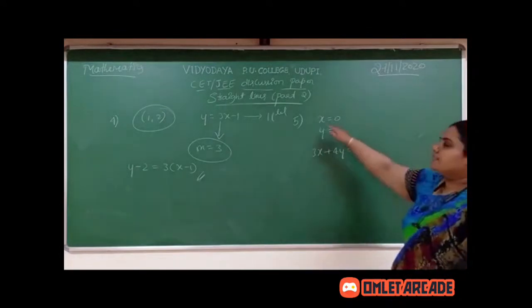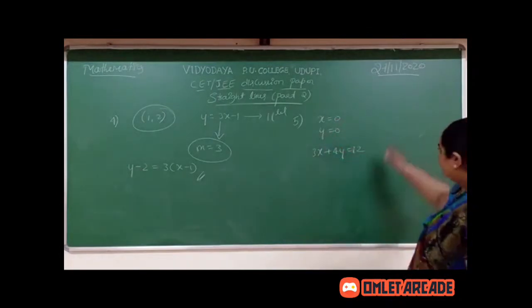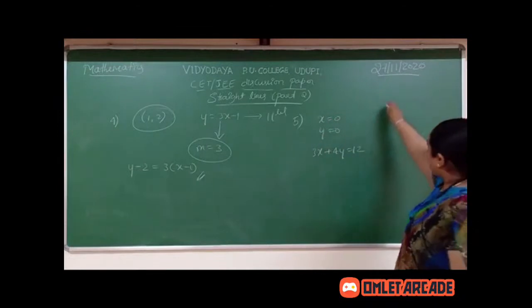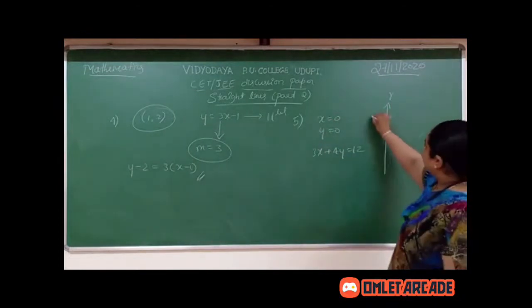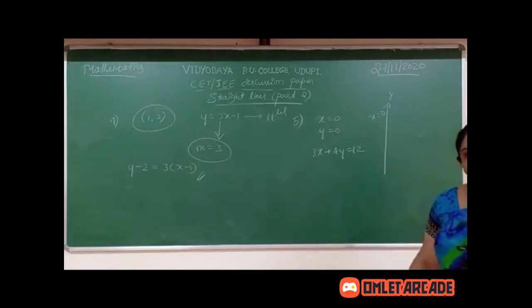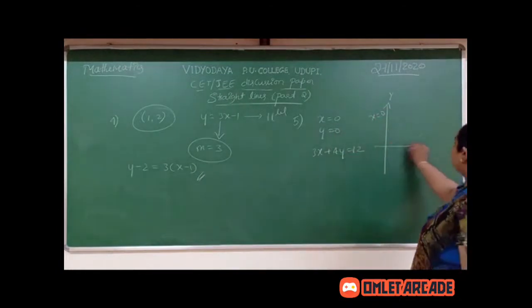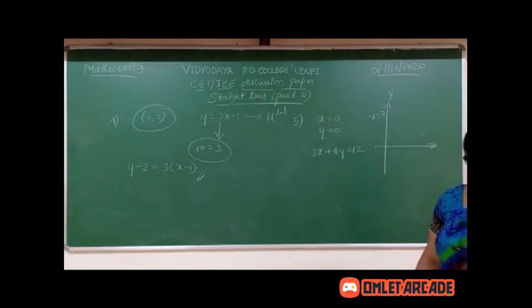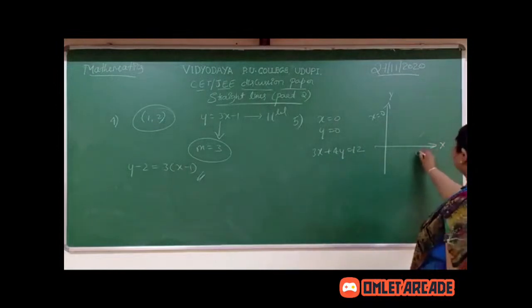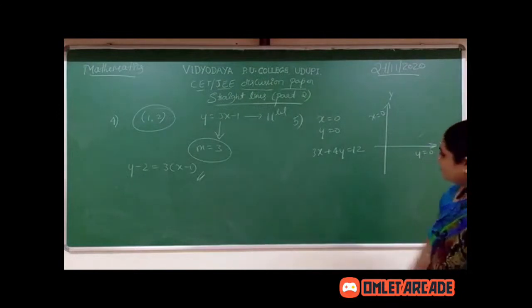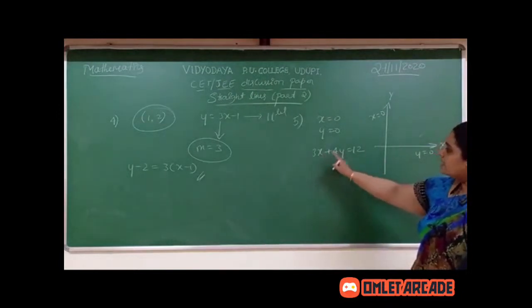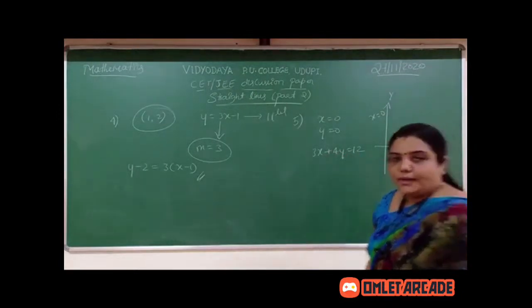You are very familiar with the x is equal to 0 and y is equal to 0 lines. x is equal to 0 represents the y-axis, am I right? Because here the x coordinate is 0. y is equal to 0 represents the x-axis. Here y is equal to 0. Am I right? And one more line we have, that is 3x plus 4y is equal to 12.